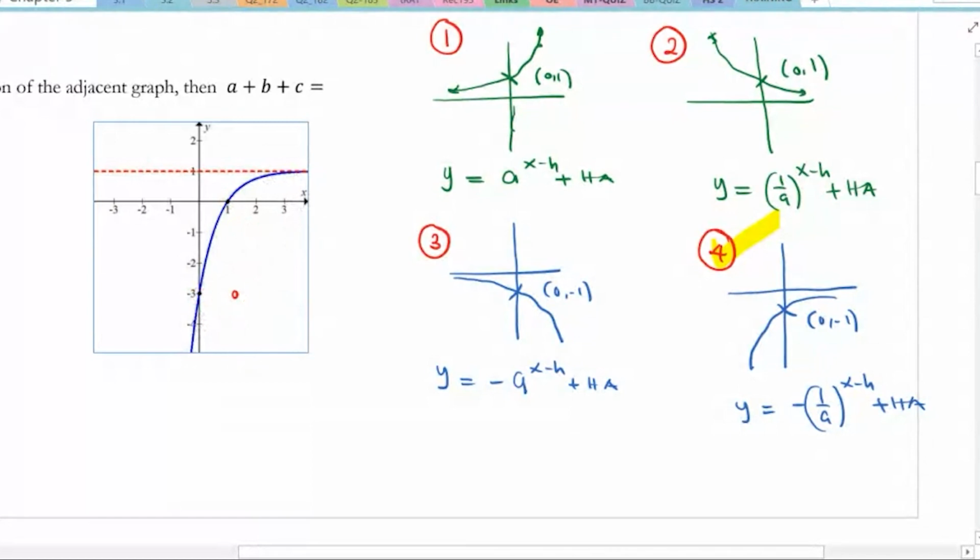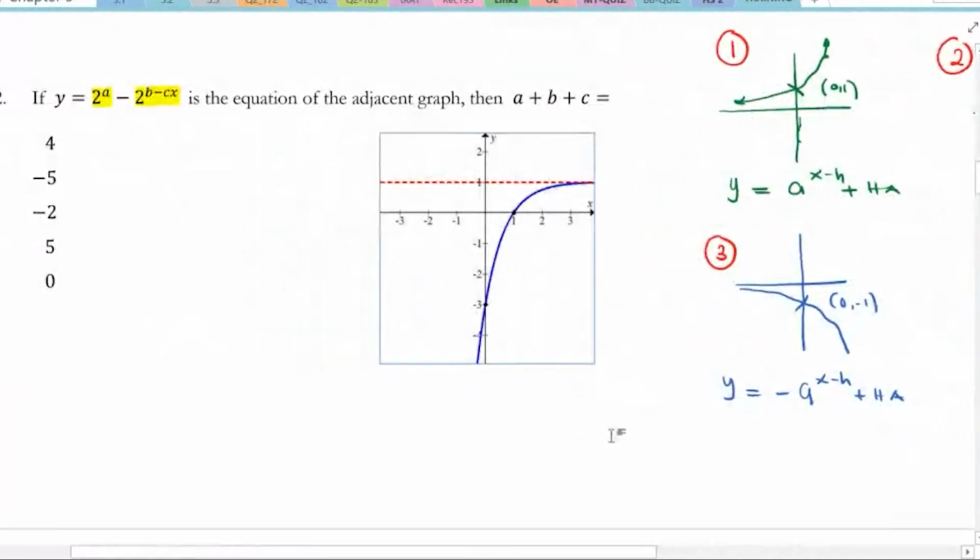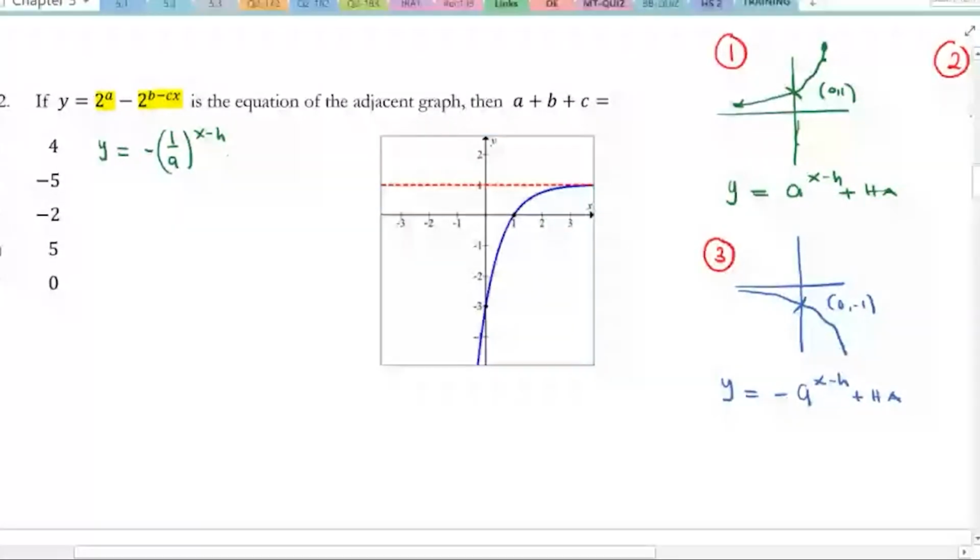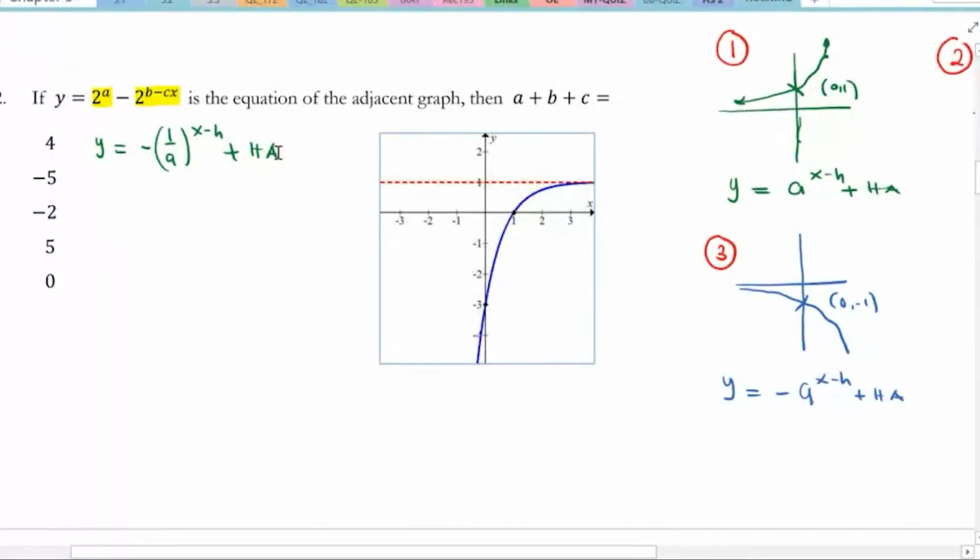So now, case number 4 is going to be like this one. I will write: we have y equal to minus (1 over a) all to the power of x minus h plus the horizontal asymptote. Gentlemen, I am giving you the general way to answer the question. In this question, you are given the 2 here and 2 here. What if I'm not giving anything and I want to still find the equation? That is what I want you to understand. Then we are going to learn the shortcut also. But for now, let us concentrate on the general.